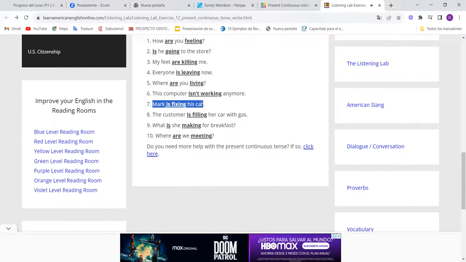Mark is fixing his car. The customer is filling her car with gas. What is she making for breakfast? Where are we meeting?